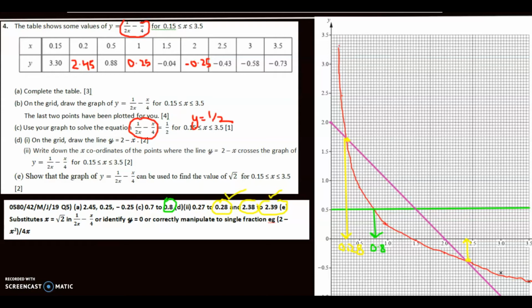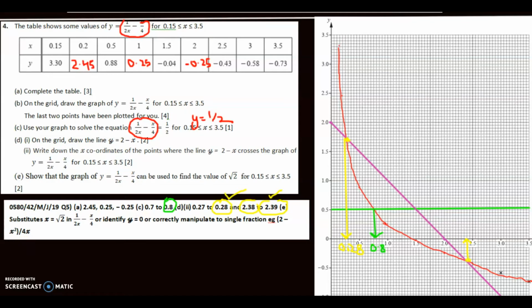Okay, reading part E again, it says, show that the graph of y equals 1 over 2x minus x upon 4, which is the red graph we've already drawn, can be used to find the value of under root 2 for x between 0.15 and 3.5. So for this, all we need to do is substitute the value of x equals under root 2 in this given equation. Let's see what we get when we do that.